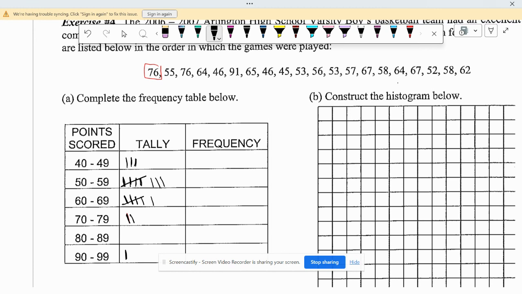So once we give ourselves tally marks, what do we do to find the frequency? What are we doing there? Just adding up the tallies. We're just adding up the tallies. So that's what I want you to do. Add up the tallies.